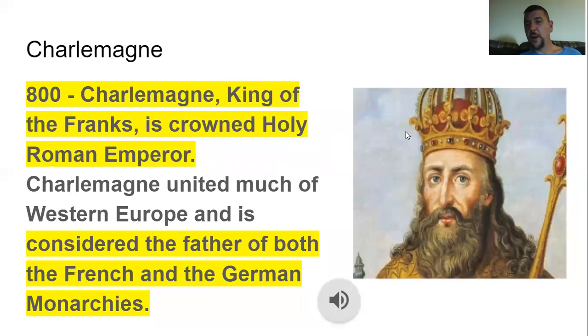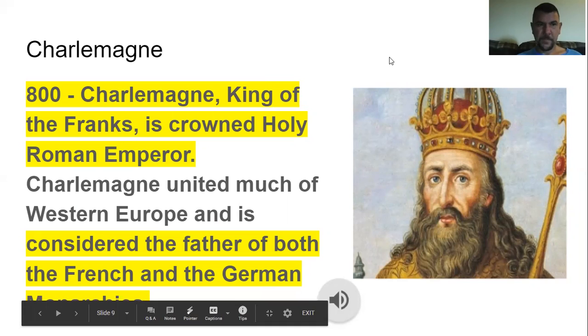All right, then you've got Charlemagne, the king here. He was the king of France. He was crowned Holy Roman Emperor in 800, and we will talk about him next week. As we get through the feudal system, we'll go into him first. He was crowned Holy Roman Emperor, but it was just a title. And we'll get more into that as we talk about it. But he united much of Western Europe and is considered the father of both the French and the German monarchies.